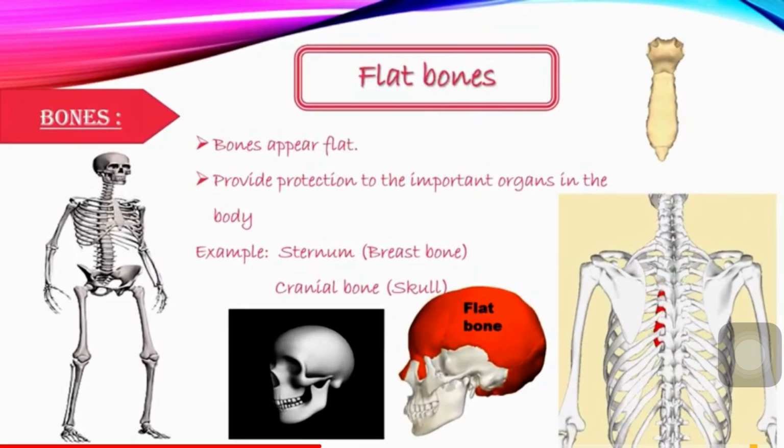Flat bones appear flat and provide protection to the important organs in the body. For example, the sternum, that is the breastbone, and the cranial bone, that is the skull.